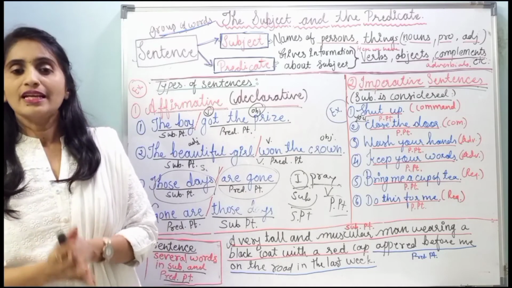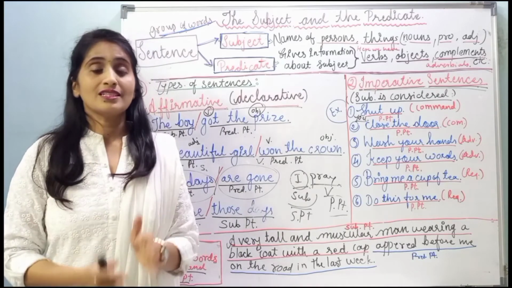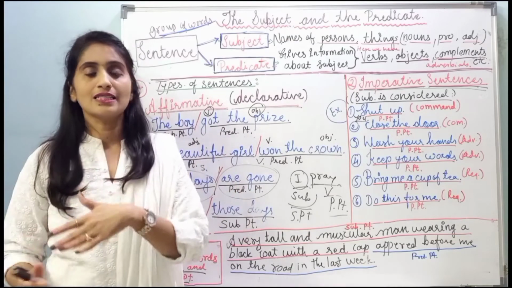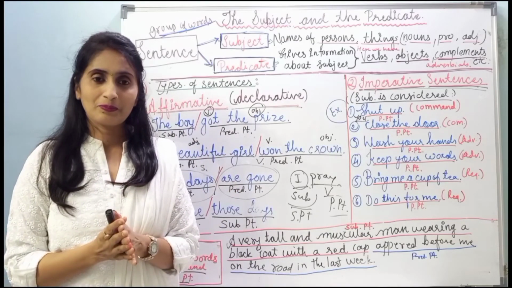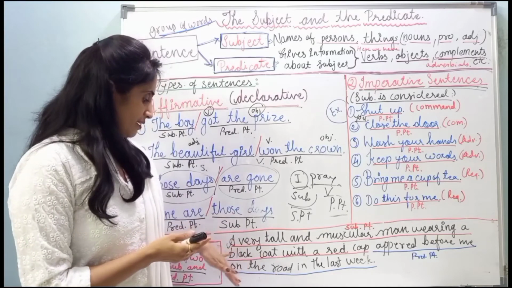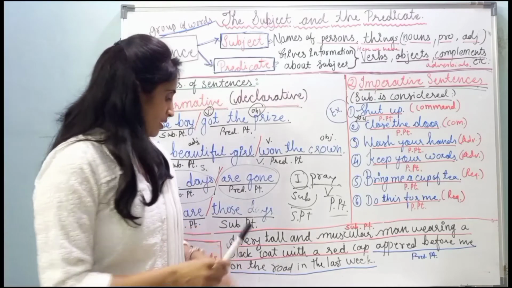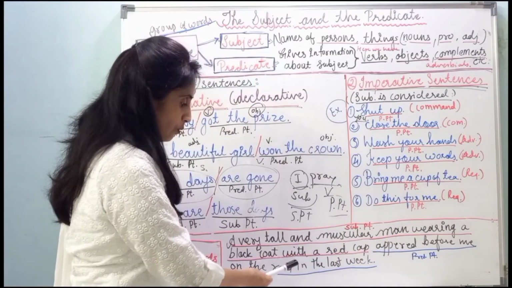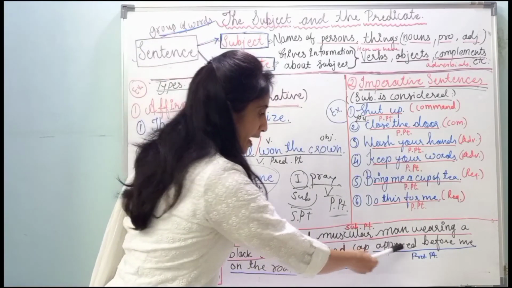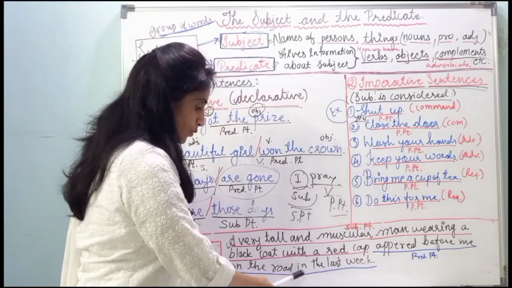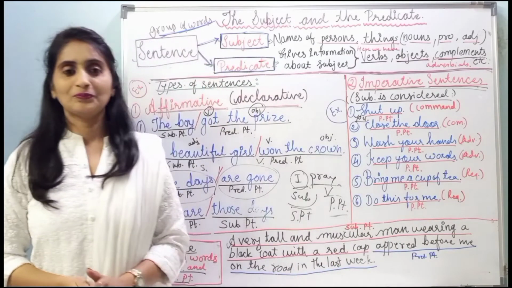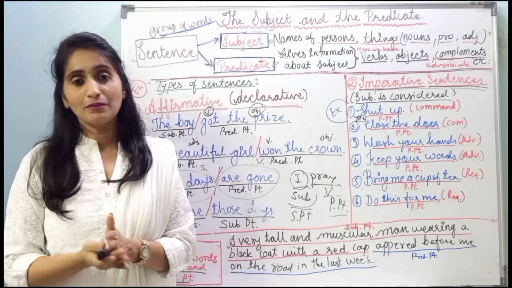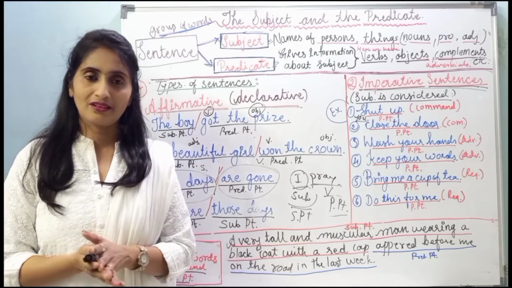On the contrary, in some sentences there are several words in the subject part as well as in the predicate part. See here, I have written one sentence. A very tall and muscular man wearing a black coat with a red cap appeared before me on the road in the last week. Now, what is the subject part? What is the predicate part? We have to identify here.